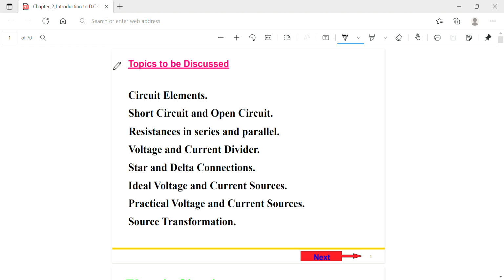So after completing superposition theorem, Thevenin's theorem and Norton's theorem, we are going to discuss some easy topics. Now we are going to discuss the basic things about DC circuits. So let's see what is a circuit.